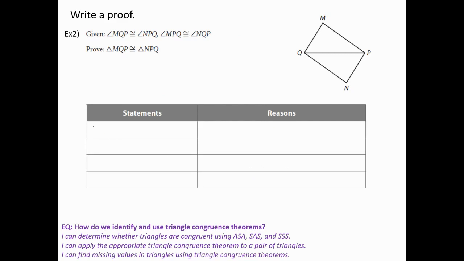And as we learned previously, the first thing we're going to do every single time is write down our given. So we have angle MQP is congruent to angle NPQ. And the reason is given.